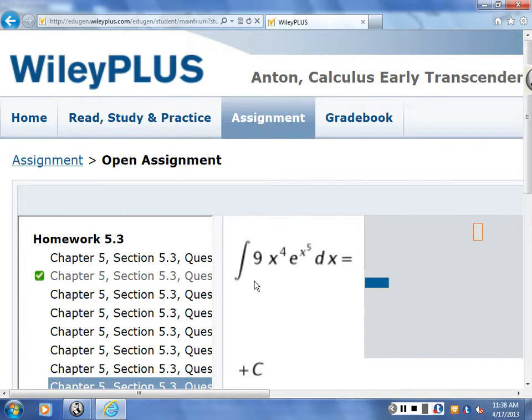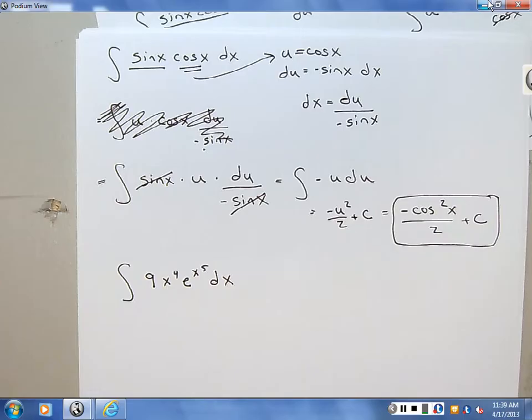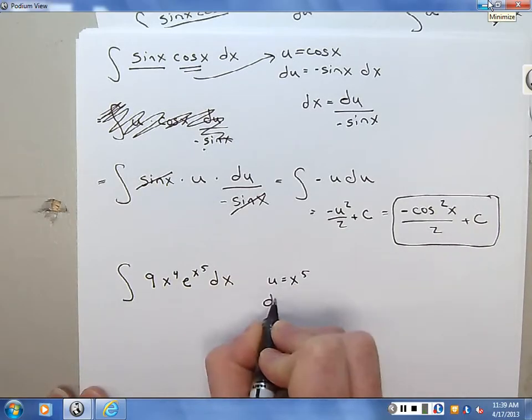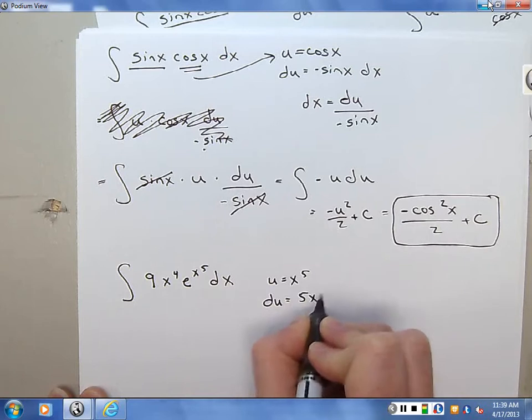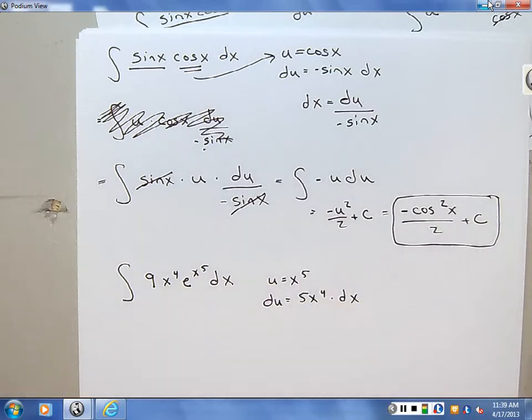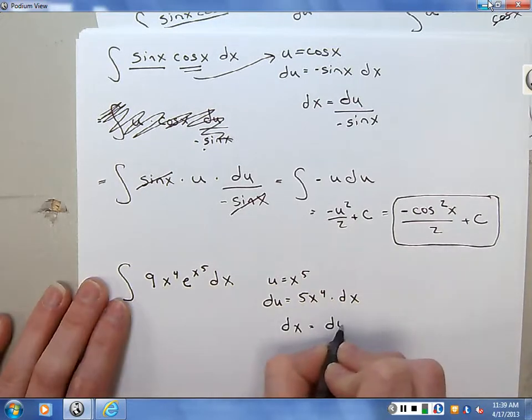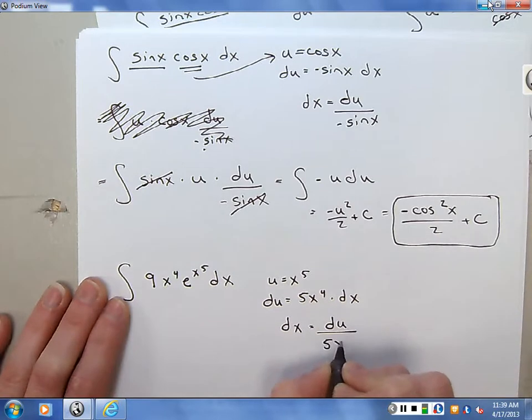Can we do this one? Sure. So let's look at the integral of 9 x to the fourth e to the x to the fifth dx. So if u is x to the fifth, then du is 5x to the fourth dx. Right? Step 1, find u. Step 2, find du. And let's go ahead and solve for dx here. So dx is du divided by 5x to the fourth.